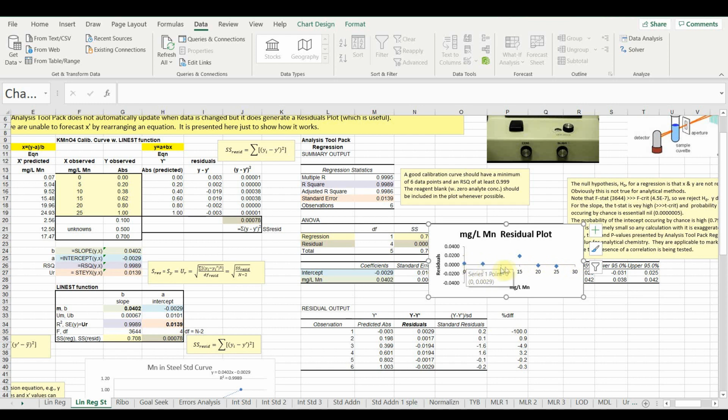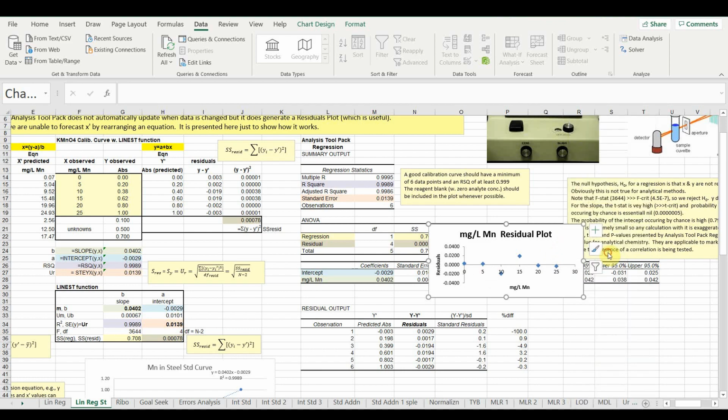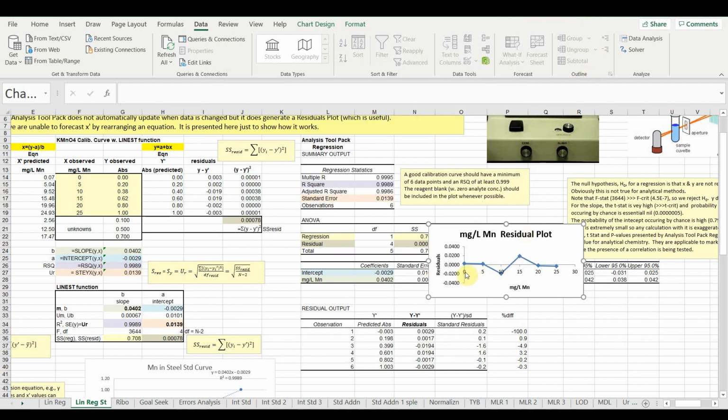To finish this up, what we should do is right-click on it and change the chart type, and we'll change it to scatter with straight lines and markers. The straight lines give an easy indication of which points are farthest from the regression line and which are closest. So that's a residual plot.